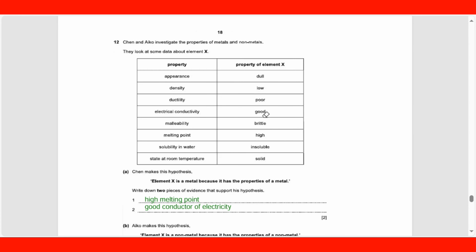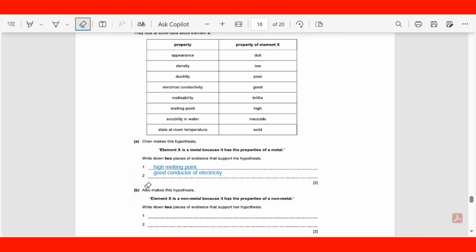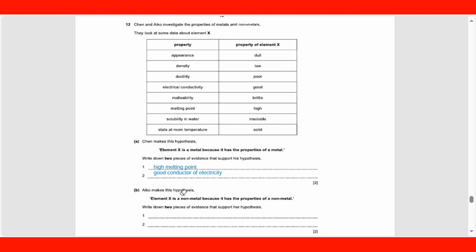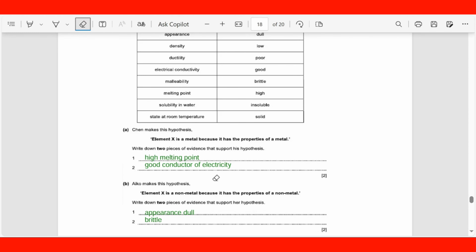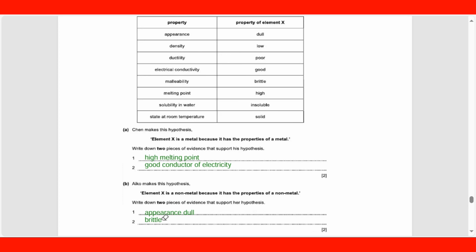Alright, let's move on. Now question B. Aiko makes this hypothesis: element X is a non-metal because it has the properties of non-metal. Write down 2 pieces of evidence that support her hypothesis. Okay, let's check out the answer, guys. So it's appearance dull, that is not a property of metal, and brittle.